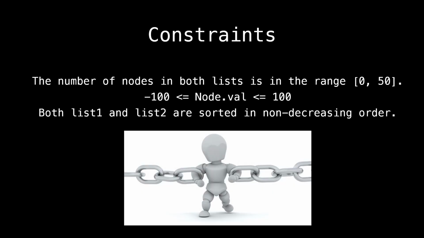So what about the constraints? Well, the constraints are that the number of nodes in both lists is in the range of 0 to 50. So either there's no nodes or there's 50 nodes or anything in between. And the values in each node is going to be between -100 and +100. And finally, both list 1 and list 2 are sorted in non-decreasing order. In simpler terms, we can just think of this as increasing, but some of the values might stay the same.